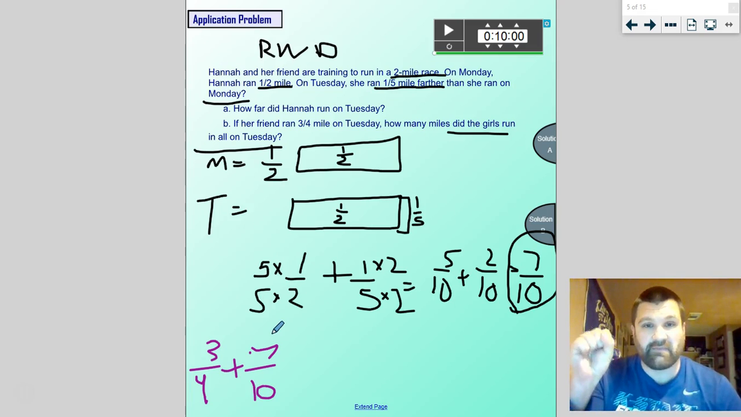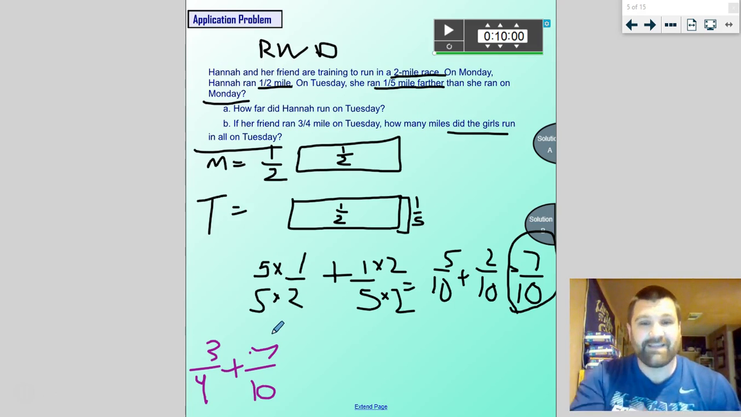Okay, so now we think about it. Take my big number, right? That's the easy thing. Grab the big number. You could just multiply 4 times 10, 10 times 4, it'd be easy, but you're going to have this really, really big number. So if you take that big number, you find the first multiple. The first multiple of 10 is 20. Can 4 go into 20? Yes. So how many times does 10 go into 20?